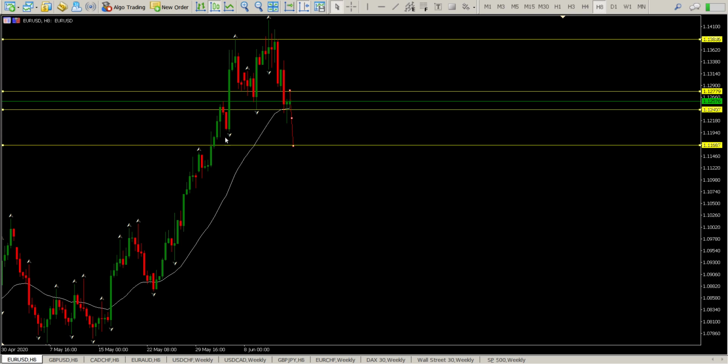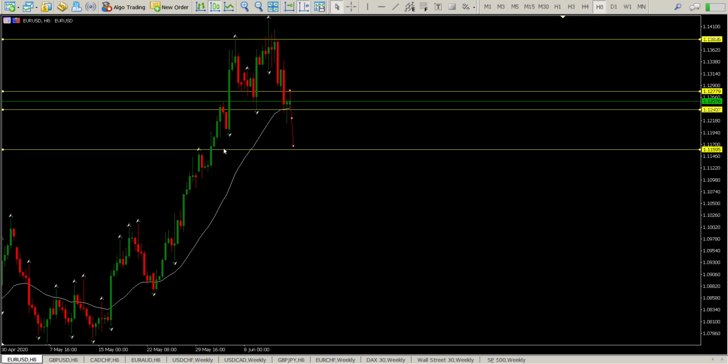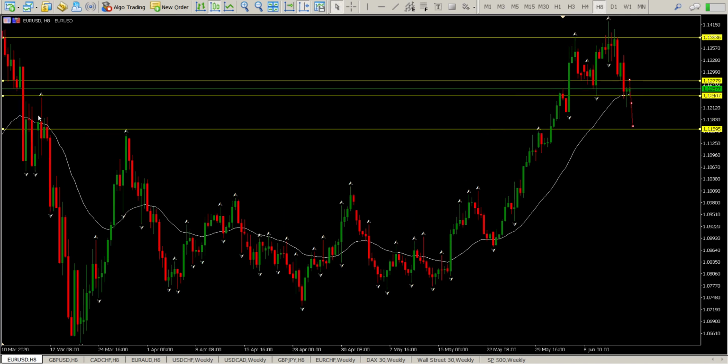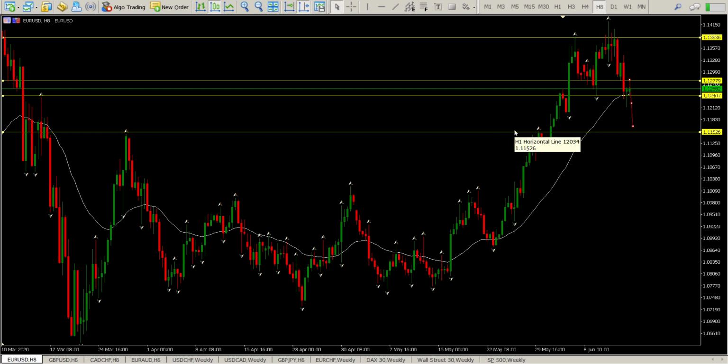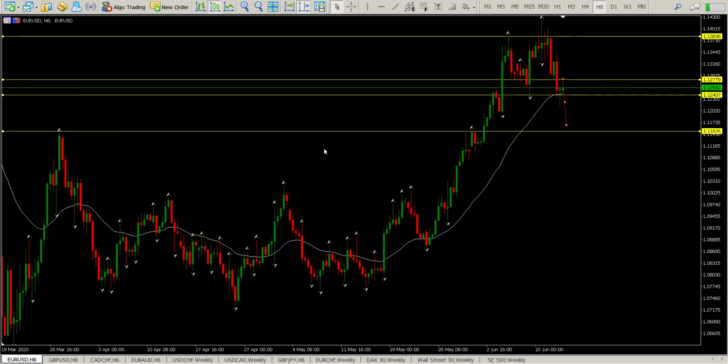Yeah, so that would give us somewhere in the area of 111.595. Okay, there is a bit of support here. Quite a bit of support actually. So that would be 111.526. That's kind of the area that we would be looking for.